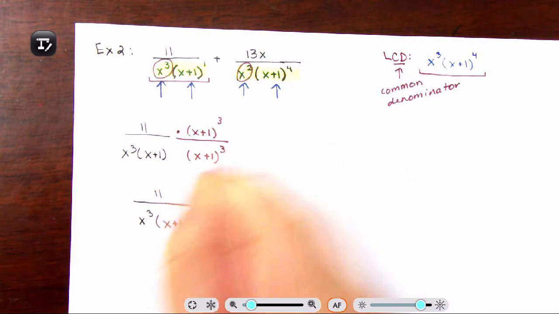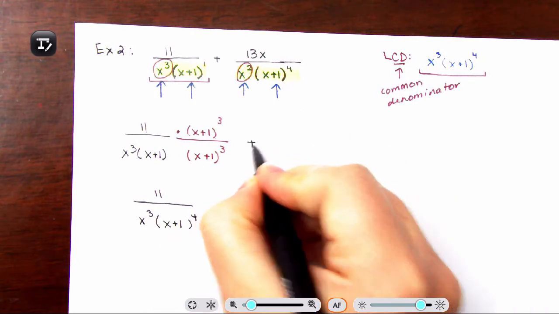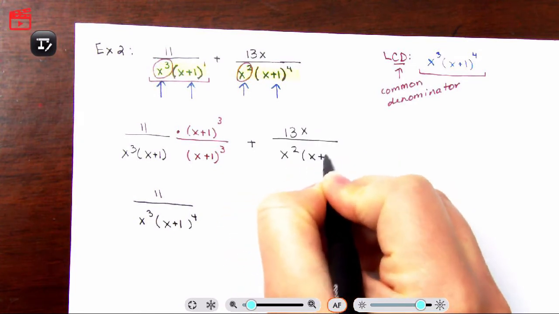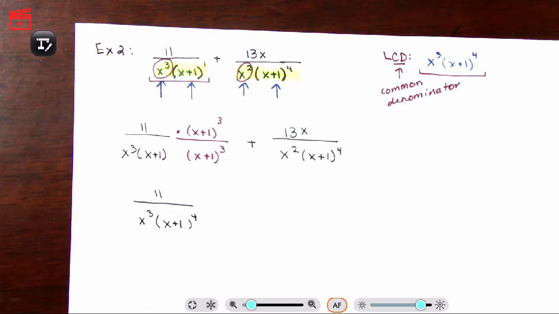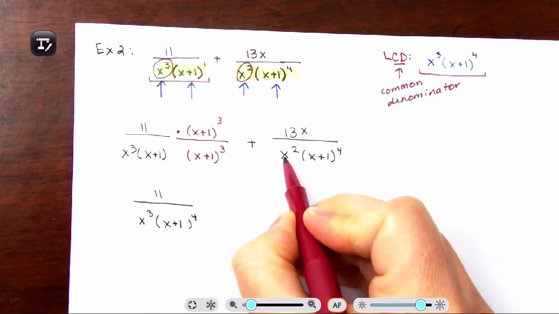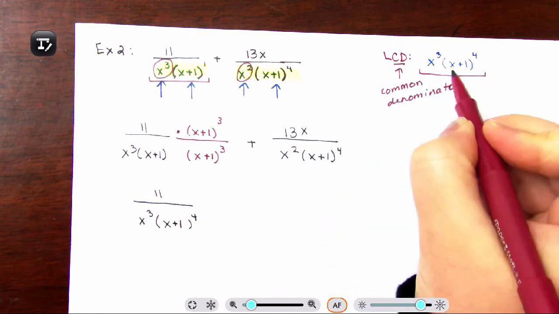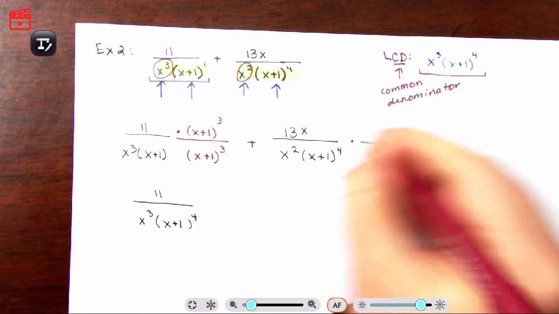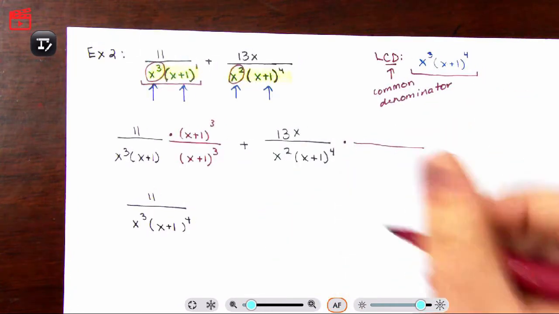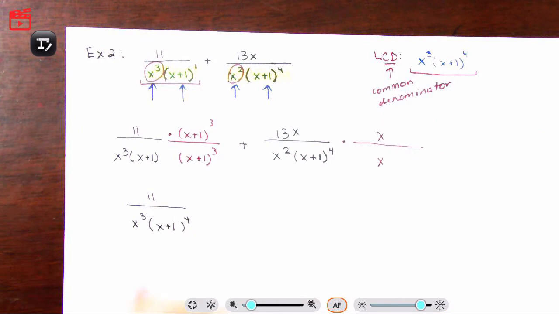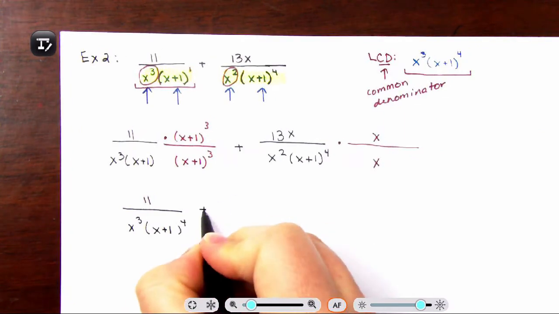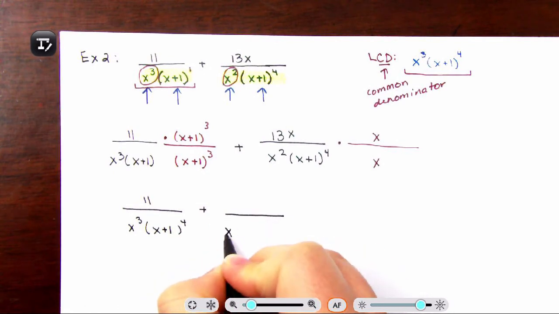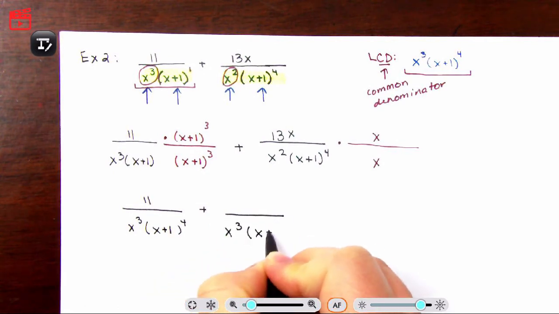So now let's do the same thing for our secondary fraction. We're going to ask ourselves what is missing in order to get to our LCD. So I'm looking here, and I have an x squared, x plus 1 to the fourth. Well, I have an x plus 1 to the fourth, so I don't need that. What I do need is an x cubed. How do I get to an x cubed? I'm going to multiply top and bottom by 1x. Because when I multiply top and bottom by 1x, that gives me my x cubed times x plus 1 to the fourth.